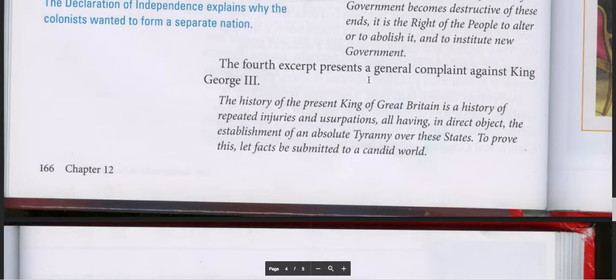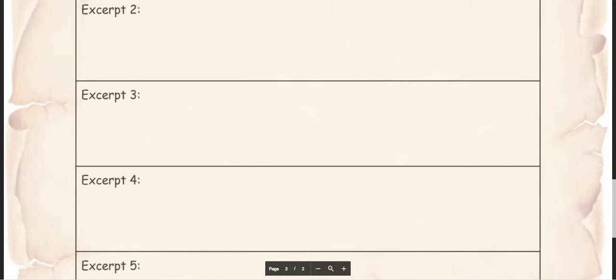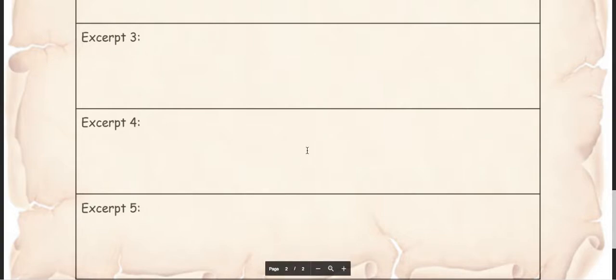The fourth excerpt presents a general complaint against King George III. The history of the present King of Great Britain is a history of repeated injuries and usurpations, all having in direct object the establishment of an absolute tyranny over these states. To prove this, let facts be submitted to a candid world. And it's here that Thomas Jefferson lists all the things he thinks King George has done to the colonies that show that he is a tyrant. So, reread this, use your glossary, and now you're filling in Excerpt 4. Pause.